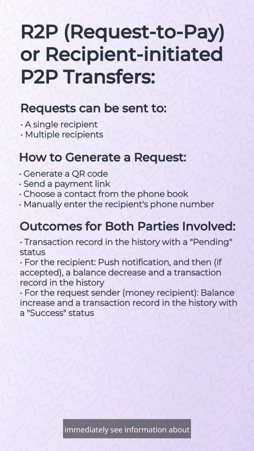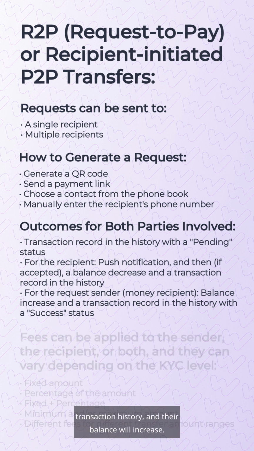The sender of the request will immediately see information about the sent requests in the transaction history with a pending status. The recipient will receive a push notification with information about the received request. Upon accessing their wallet, they can accept or decline the request. If accepted, the recipient will see information about the sent transfer in the transaction history, and their balance will decrease. At the same time, the sender of the request will notice that the transaction status has changed from pending to success in the transaction history, and their balance will increase.